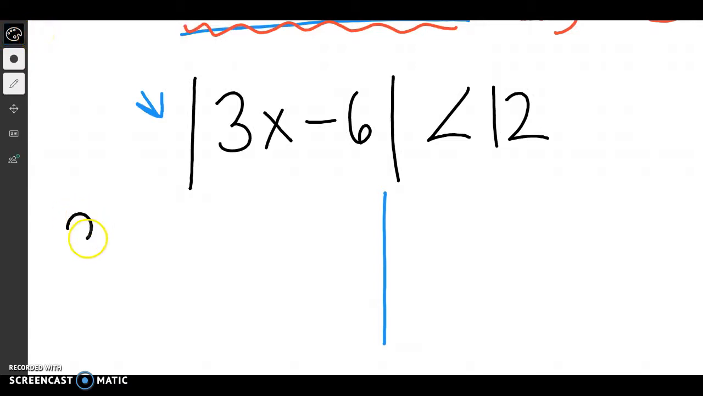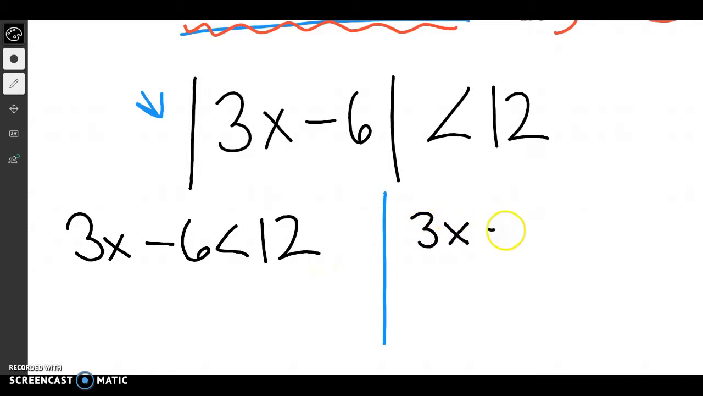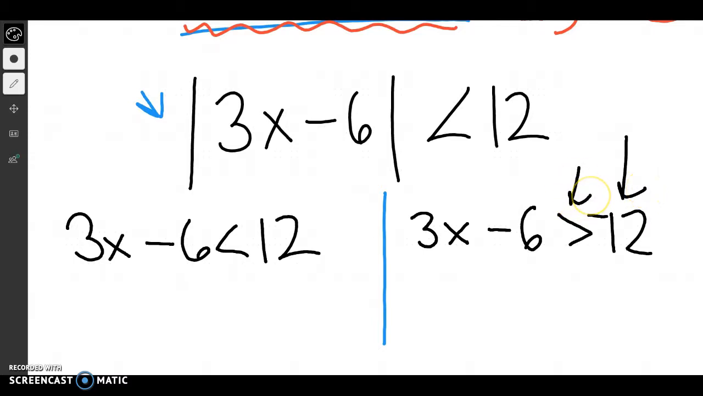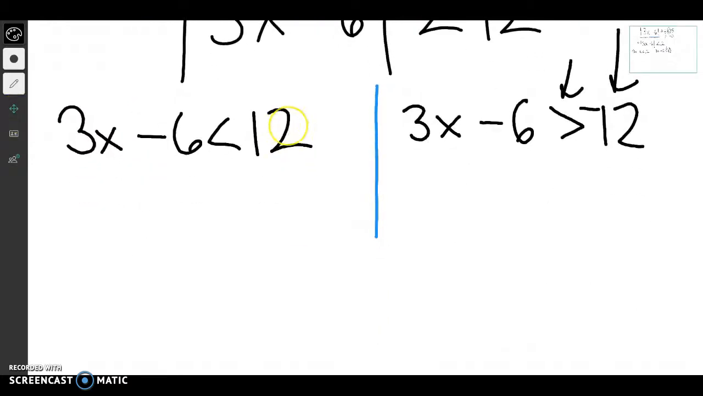So the positive side would just be 3x minus 6 is less than 12. And then my negative side would be 3x minus 6 is greater than negative 12. So when we switch the sign right here, we will also flip the sign right here. That's the big thing to remember: when you have your negative side, flip this sign. Then we'll just go through this and start solving like normal.